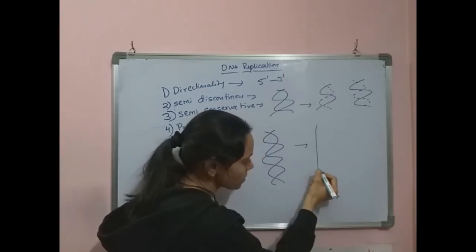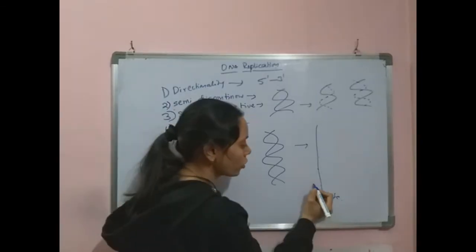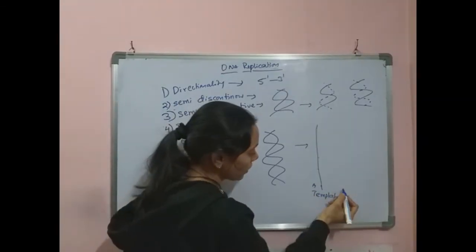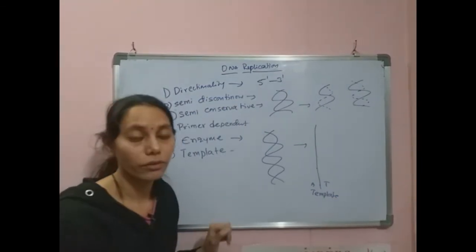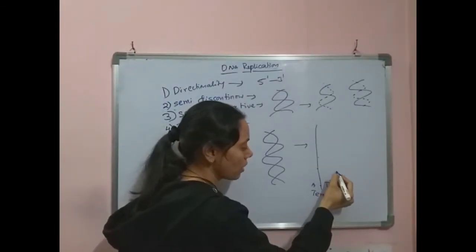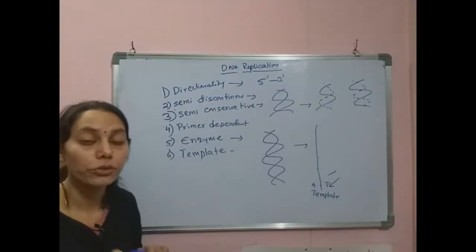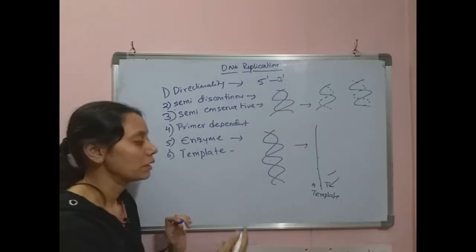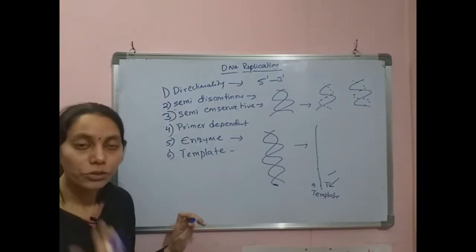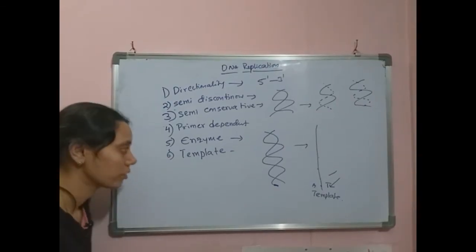Based on the sequence present on the parental DNA, the nucleotides are being copied. So if A is there in the parental template, then the complementary nucleotide will be added at the same place, and all these nucleotides will be stitched together in the form of newly synthesized DNA. So the parental strand will act as a template for the newly synthesizing strand. So DNA replication is template dependent.